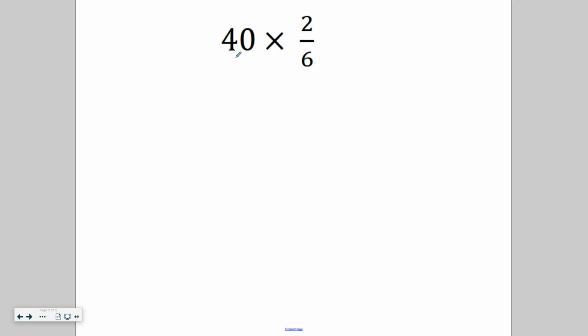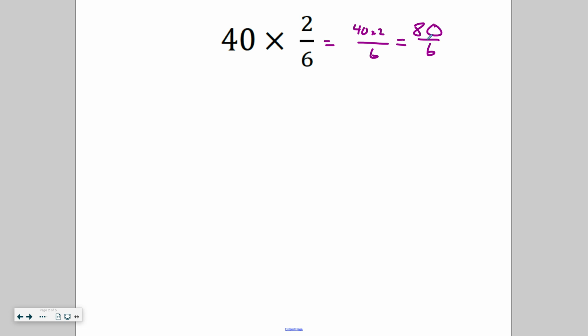All right, so our first problem, 40 times 2/6. So if you remember from our last video, I'm just multiplying this whole number times the numerator, and then I keep my denominator. So technically what I'm doing is 40 times 2 over 6, and I get, well, 40 times 2 is 80 sixths. Now, the difference today is that we're going to not keep this improper fraction.